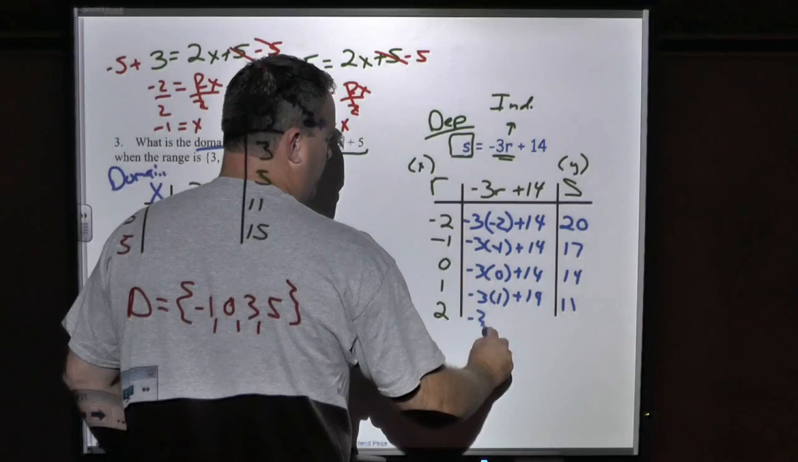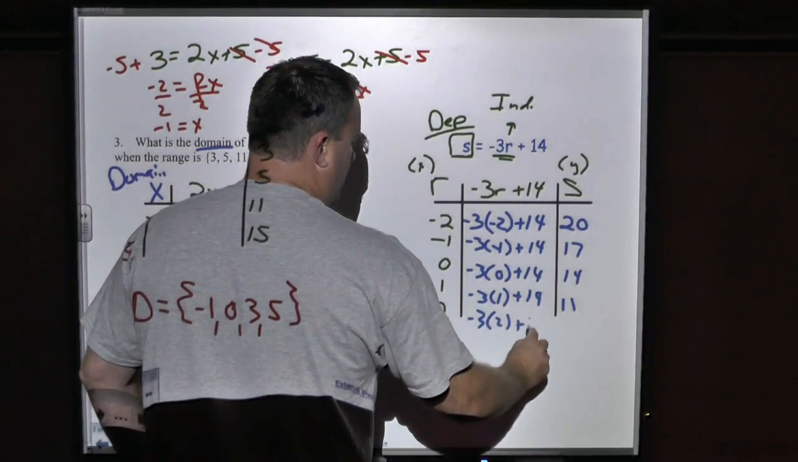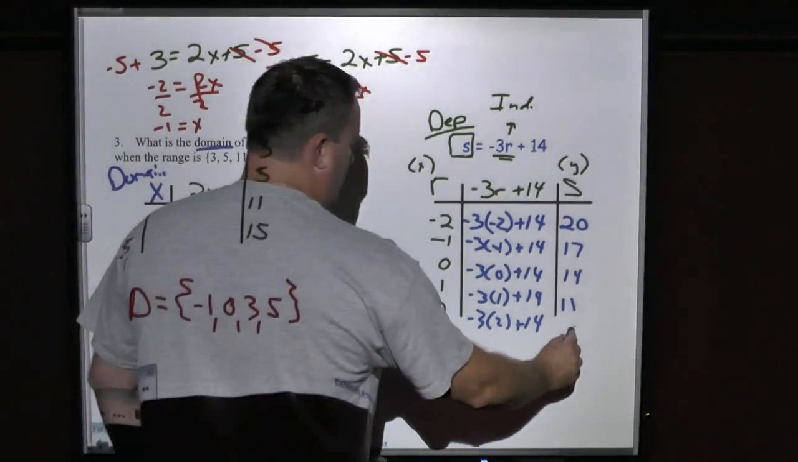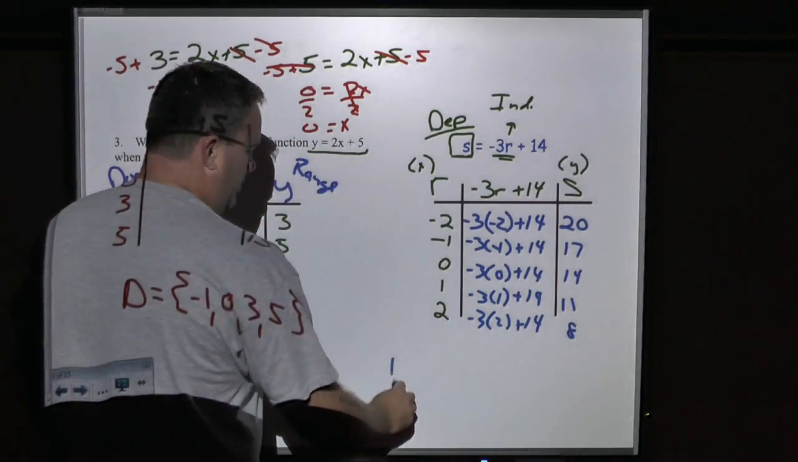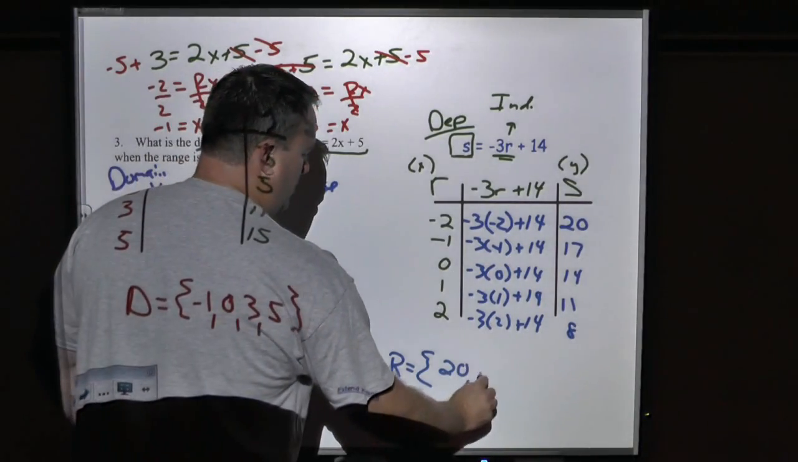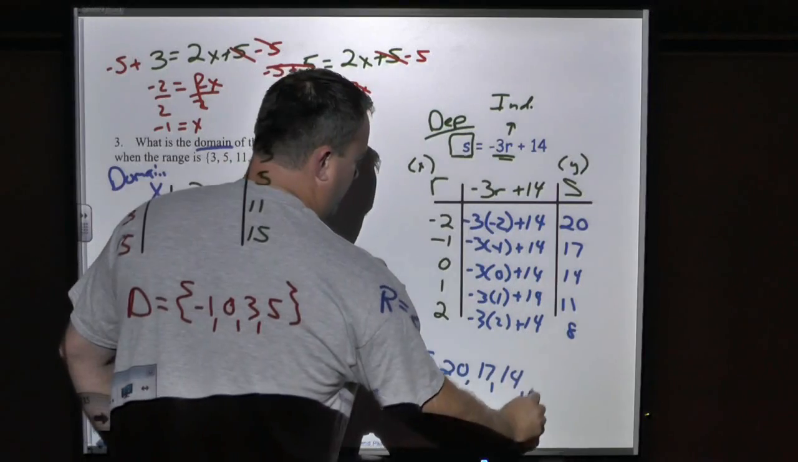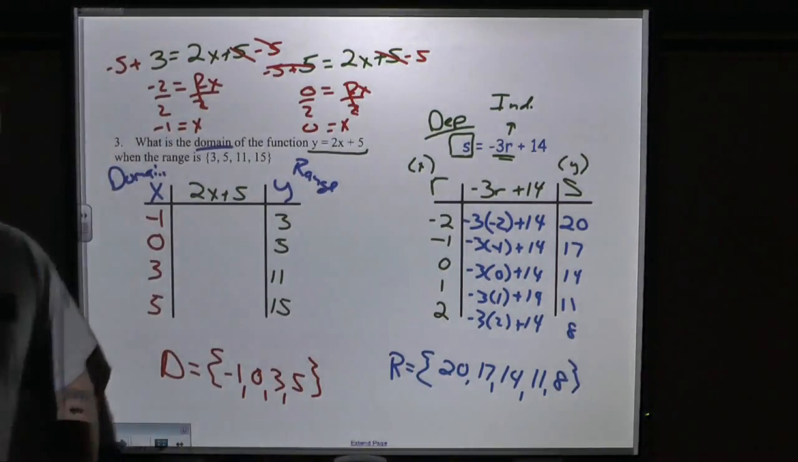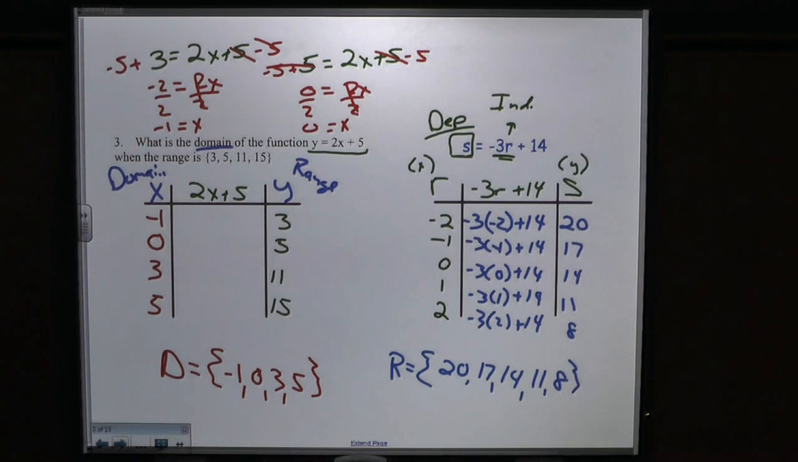And the last one, negative 3 times 2 plus 14. Negative 3 times 2 is negative 6. Negative 6 plus 14 is 8. So your range for this one is 20, 17, 14, 11, and 8. That is the range for that function. Given the domain, that input, negative 2, negative 1, 0, 1, and 2, you'll find an output, which is your range of 20, 17, 14, 11, and 8.